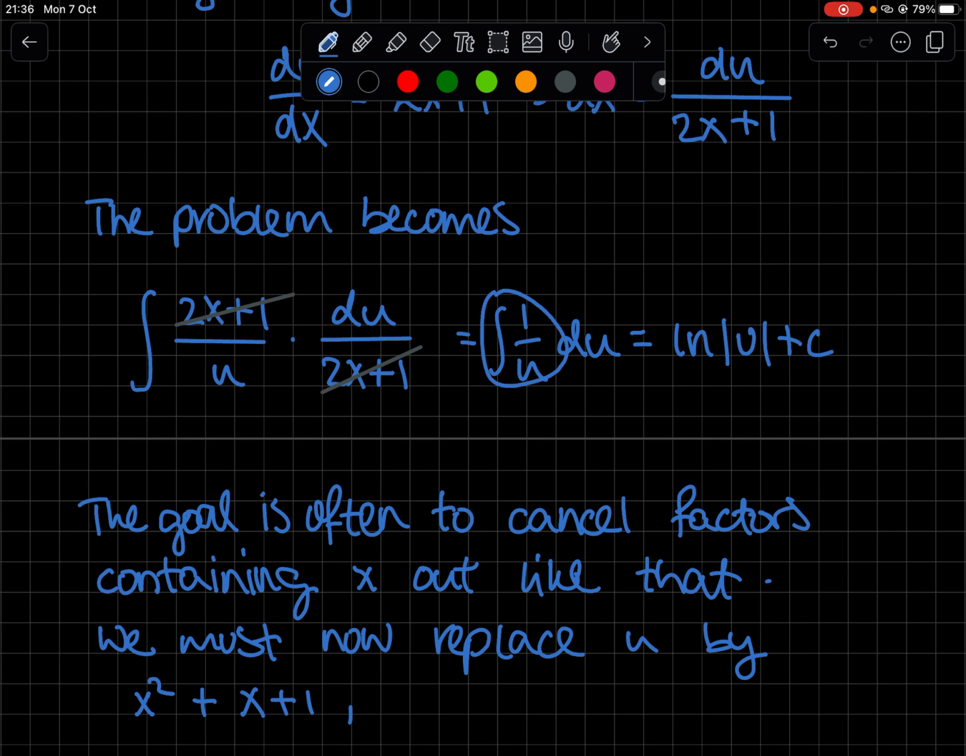And of course, you can just pretend these are x's. When you integrate, you get the natural logarithm of the absolute value of u plus an integration constant.